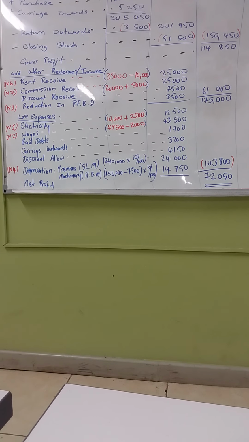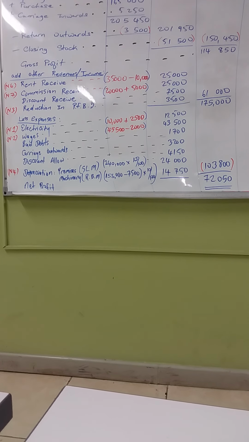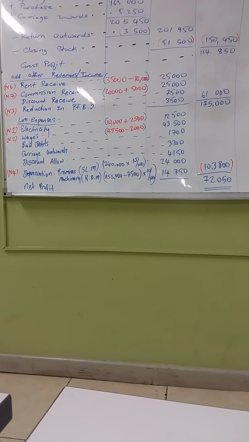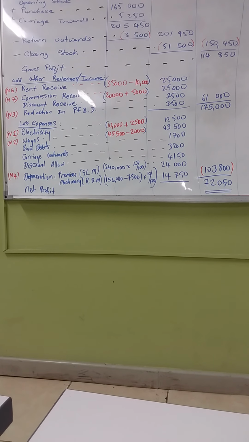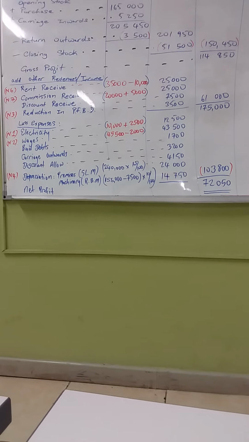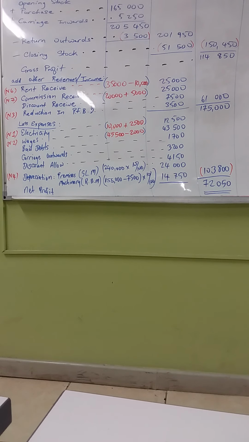Now wages was prepaid by 2,000. So it therefore means that for the true amount that you should have paid for your wages, you have to minus the 2,000 from 45,500, and you get 43,500. So the true amount for the period was 43,500. You have overpaid by 2,000.